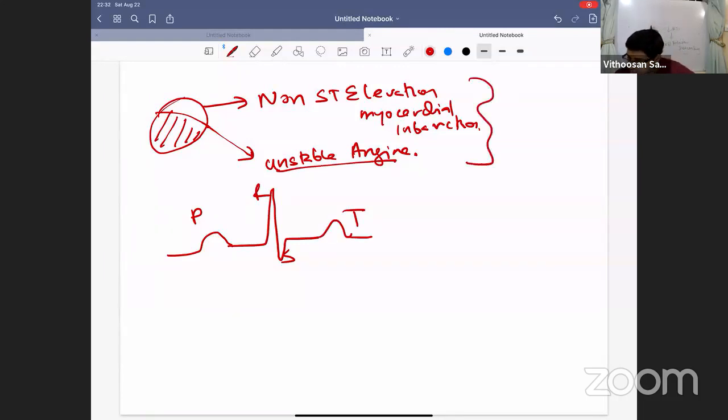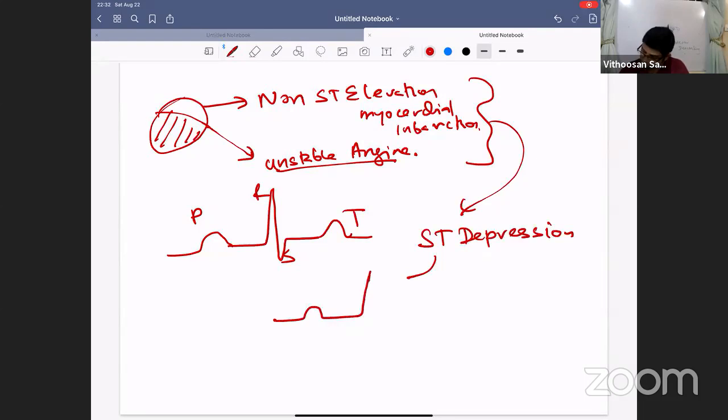So in these two conditions, what they can have is something called ST depression. What is ST depression? If you look here, your ST segment will go down like this. ST segment will go down like this. ST depression. The other thing they can also have is T inversion. Normally T is like this, upwards.